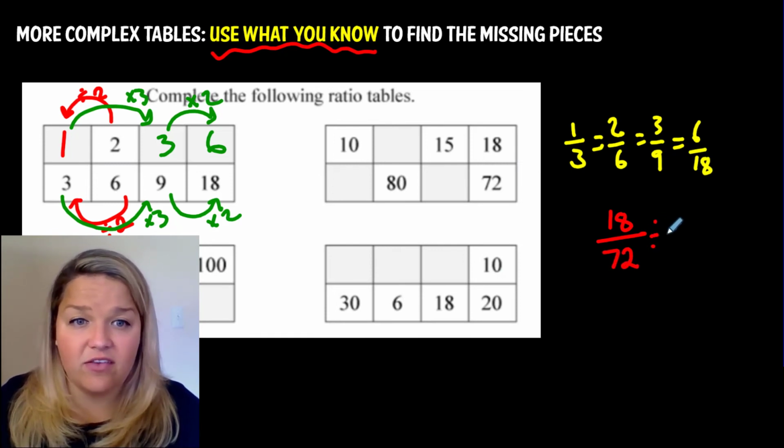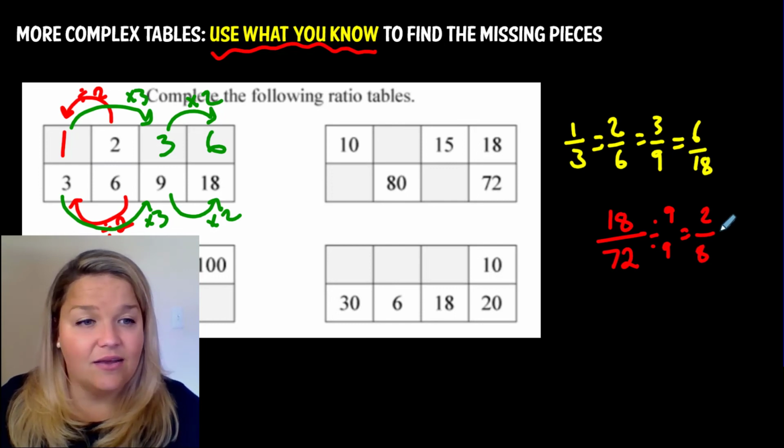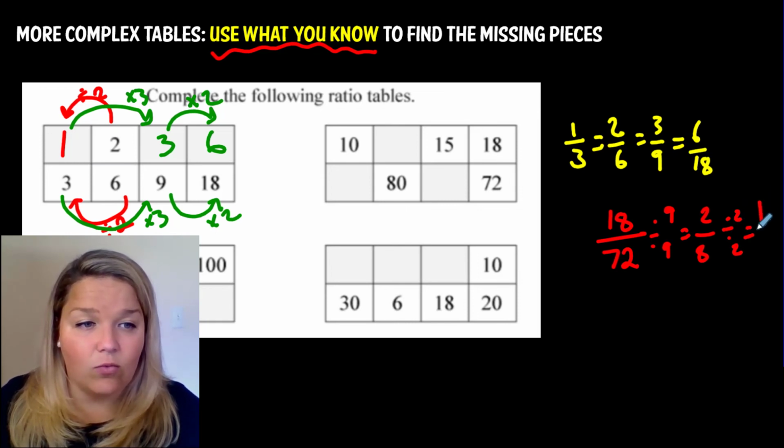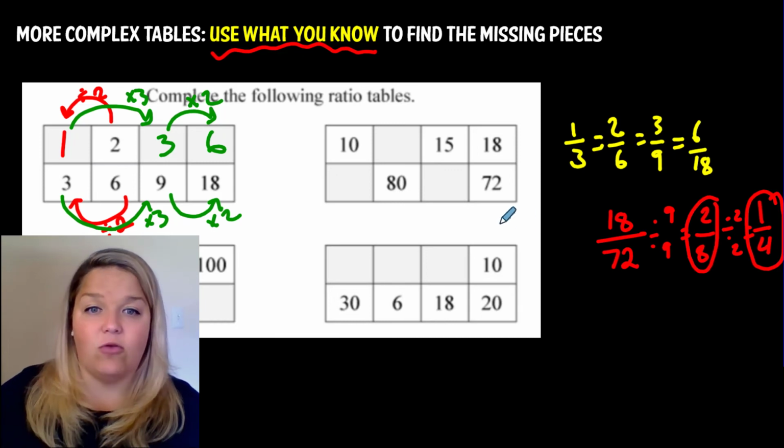You can start by saying, okay, I see that they're both divisible by 9. So if you're going to divide top and bottom by 9, 18 divided by 9 is 2. 72 divided by 9 is 8. And I can actually go one more time. I can divide top and bottom by 2 over 2 and get 1 to 4. So I just created a couple equivalent ratios right here. Both of them might be helpful to help me over here.